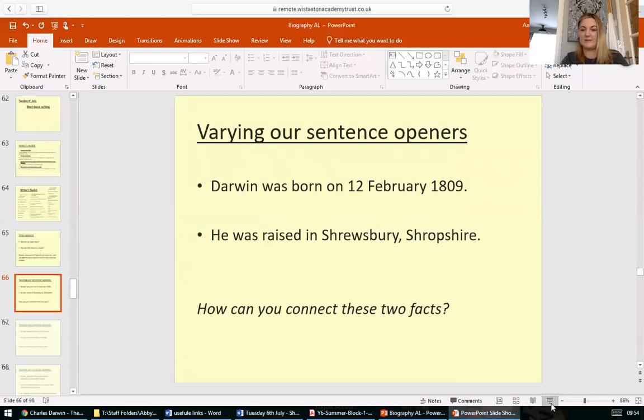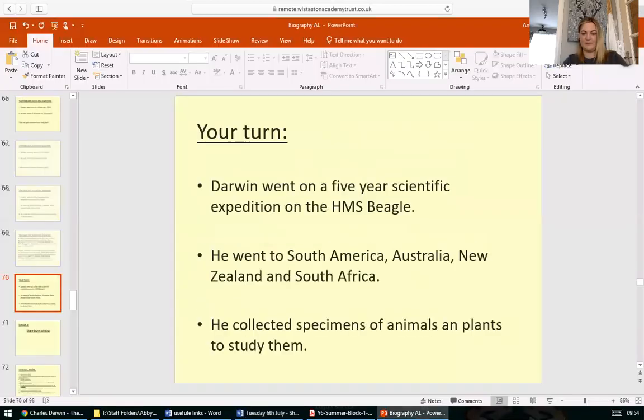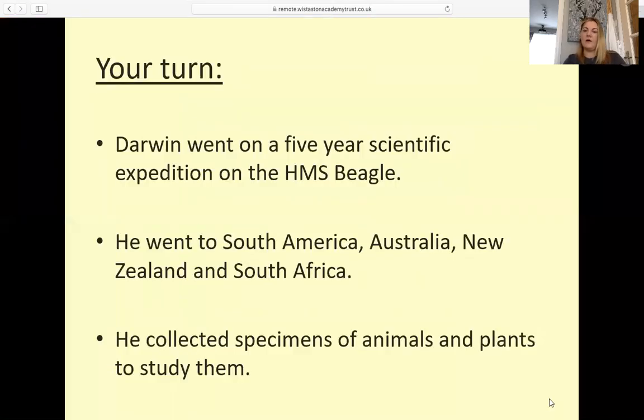So your task is going to be linking these 3 facts. Darwin went on a 5-year scientific expedition on the HMS Beagle. He went to South America, Australia, New Zealand, and South Africa, and he collected specimens of animals and plants to study them. That's supposed to say and, sorry. And plants to study them. Think about the facts that you found about Charles Darwin, linked to the HMS Beagle, linked to this expedition. What else can you add?